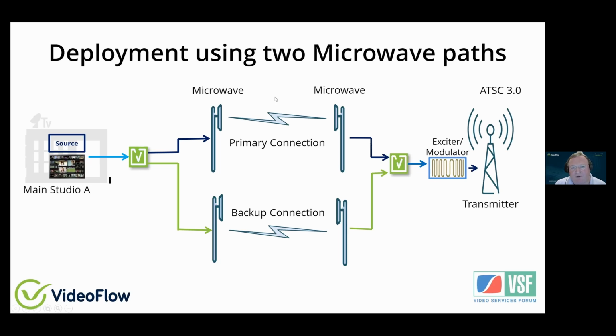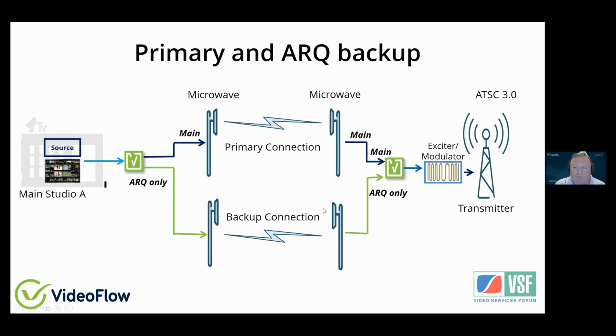So if we have weather conditions or lightning hitting one RF or microwave dish, then the other one will pick up. But that may be too expensive, so why not use the primary one and send only the ARQ over the backup? This is something that you can do, for instance, with RIST.